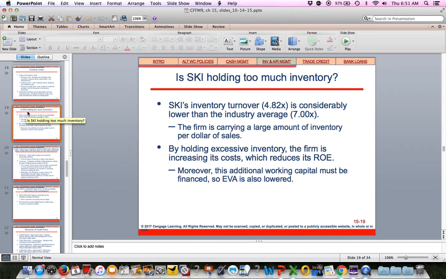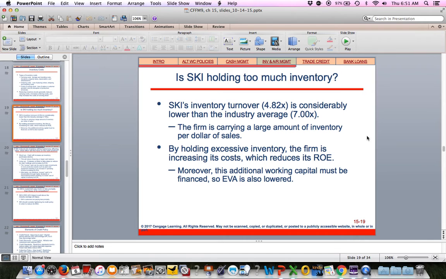So the question with Ski Company, going back to the data they gave us at the beginning of the slides, are they holding too much inventory? Their turnover is lower than industry. It's 4.82 versus 7, which indicates that their inventory does not turn over nearly as fast as the industry. So that is a good indicator that they are holding too much inventory per dollar of sale. So the answer is most likely yes, they are holding too much inventory.